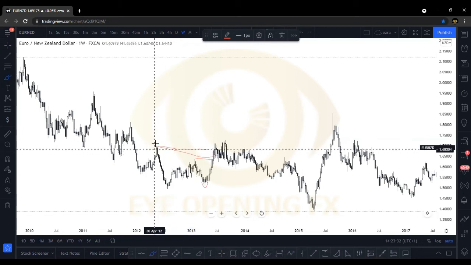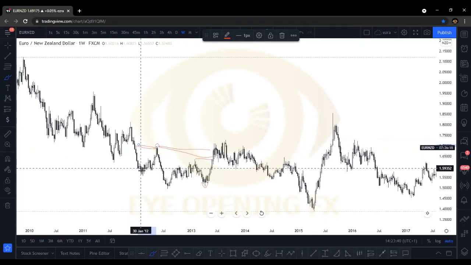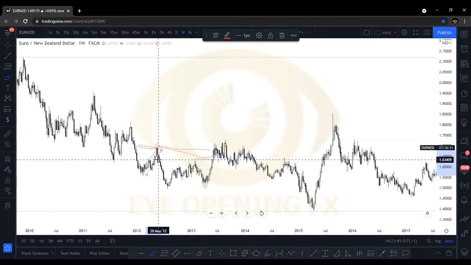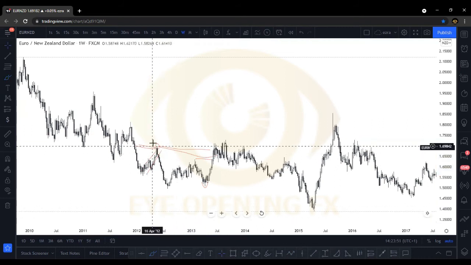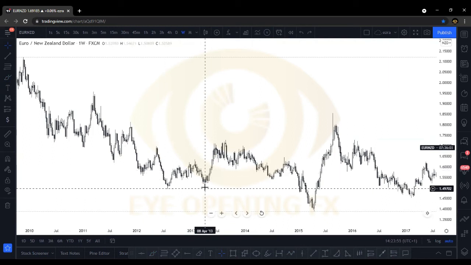Why? Because it used the internal structure range to form it, which is also the idea of our weak high or shallow corrective wave. So since it used that shallow corrective wave here, now it formed a new lower low.